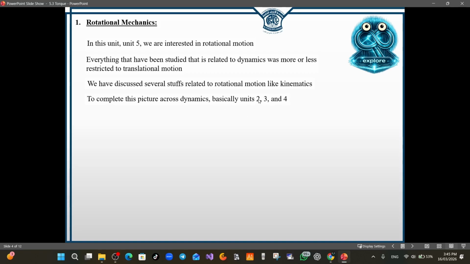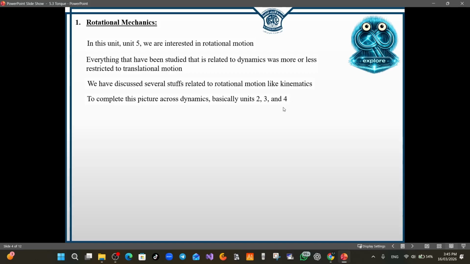In unit 2, we studied the forces and the laws that govern the evolution of the system, such as Newtonian mechanics. In unit 3, we introduced a new approach to study the evolution of the system, the energetic approach. And in unit 4, we explored the conservation of linear momentum.